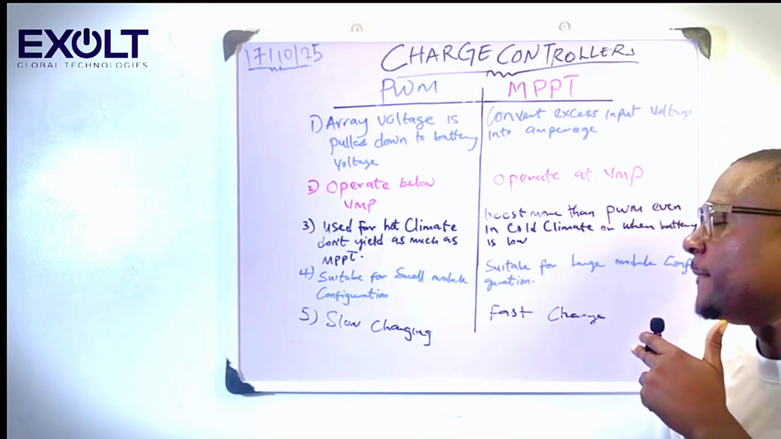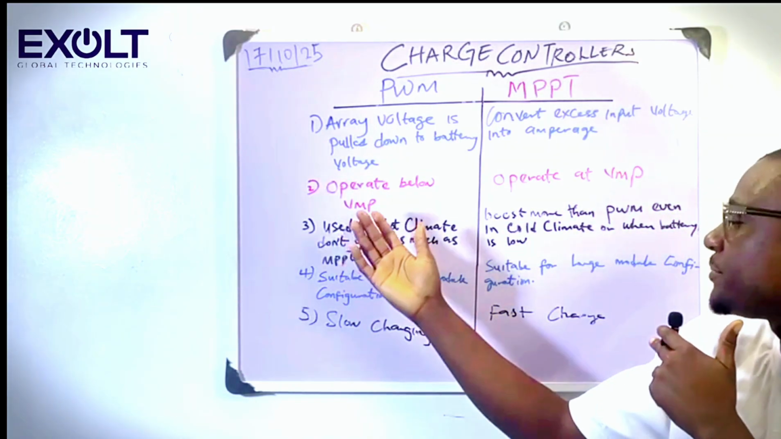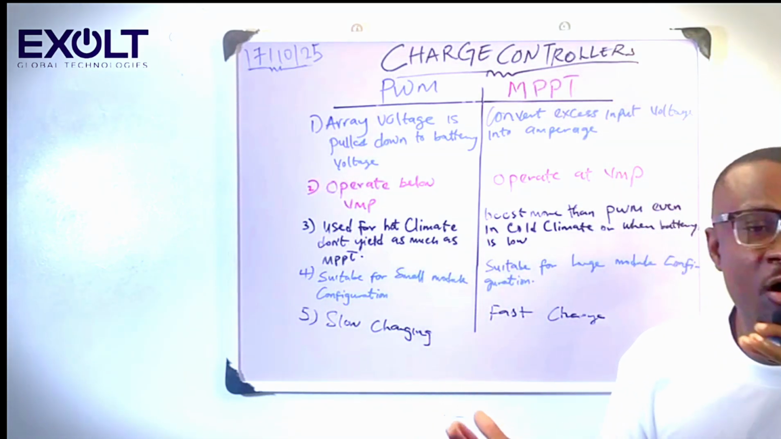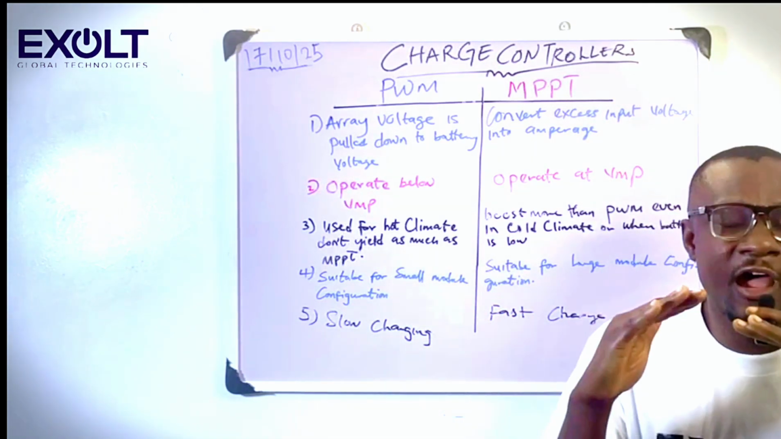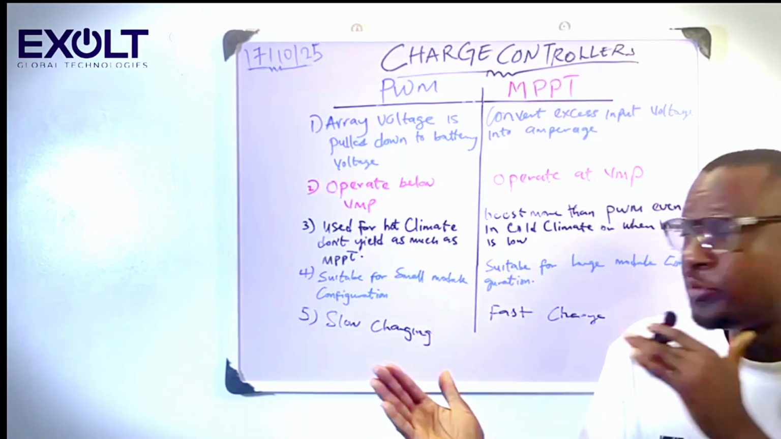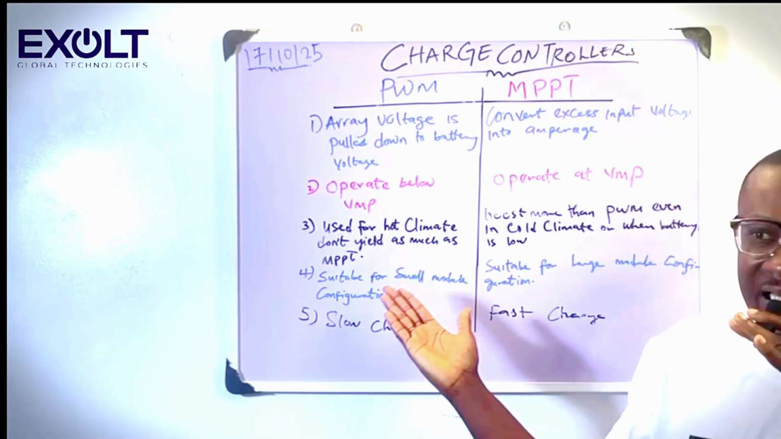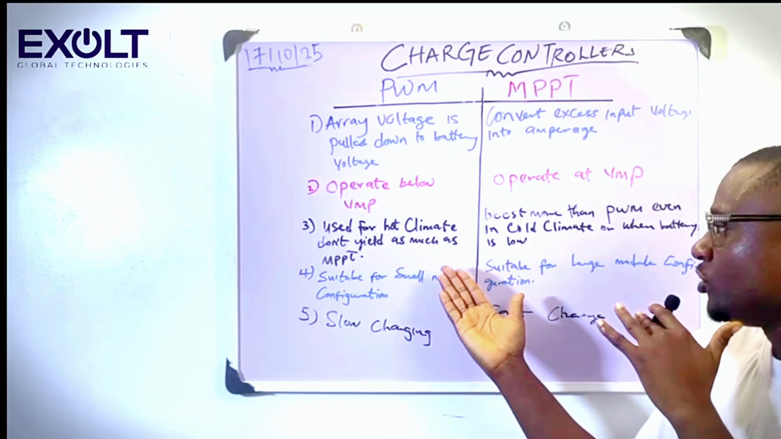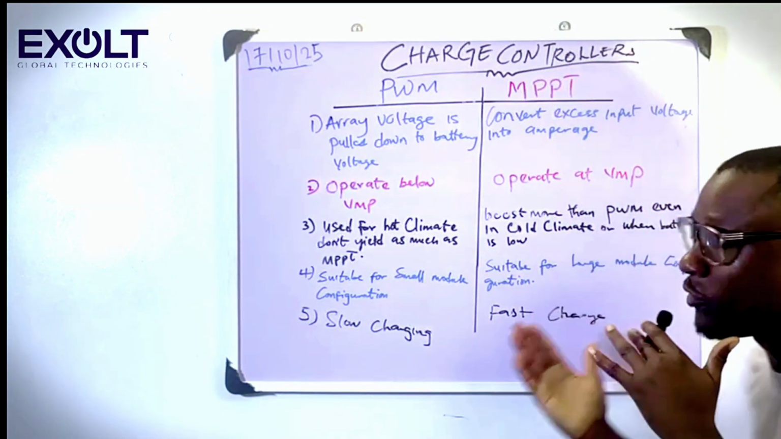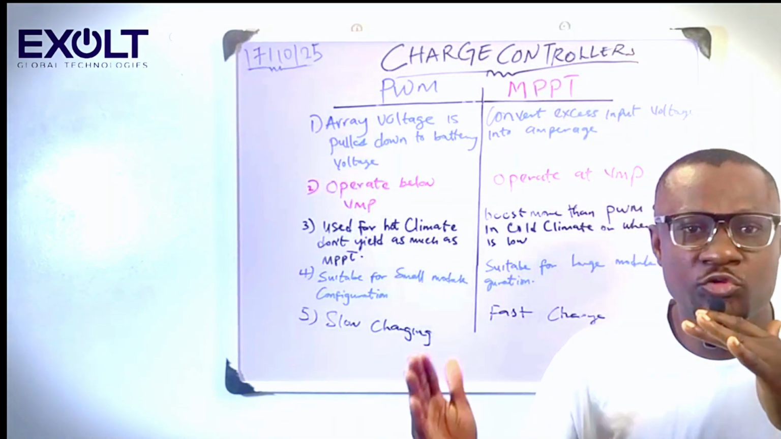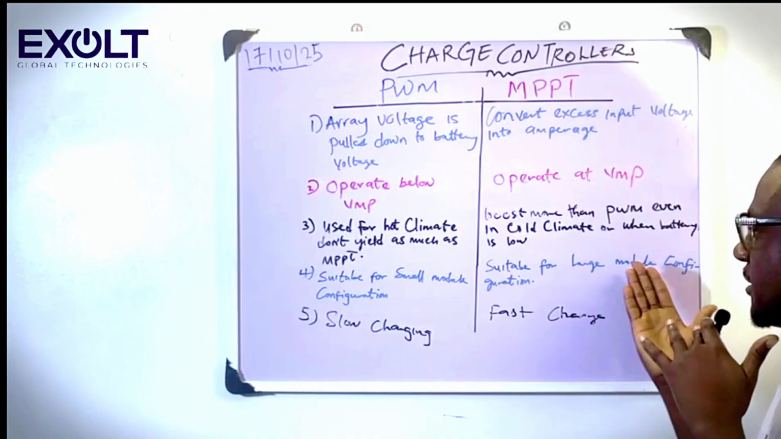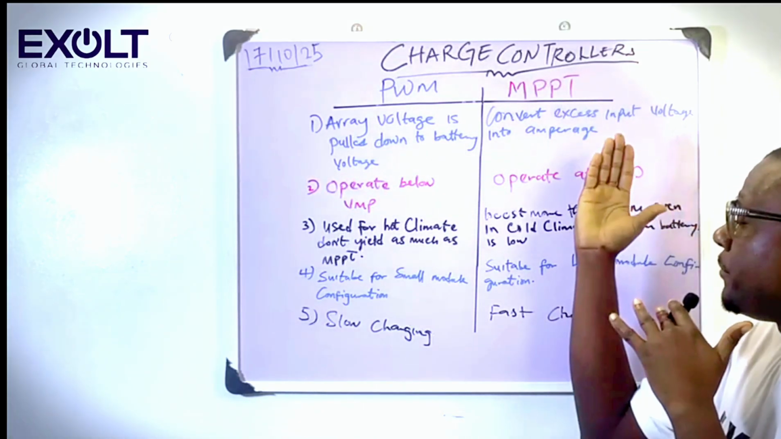The MPPT. Okay, now the PWM is suitable for small module configuration. So when you have a small PV module, where you have small panels, maybe 2 panels, 3 panels, just a small system to put up, you can easily adapt the PWM. While the MPPT is for large module configuration. So where you have large systems to set up, it is advised to use this kind of charge controller.